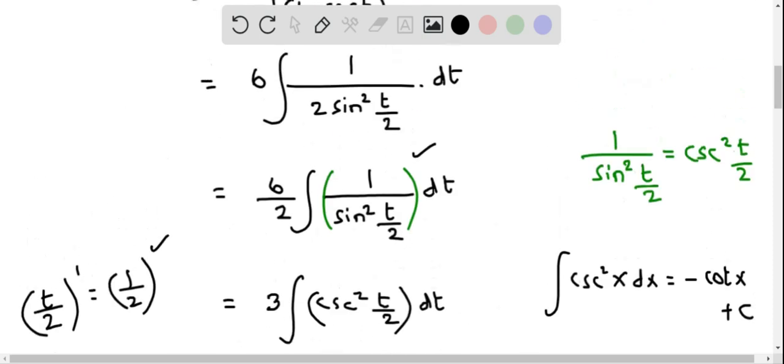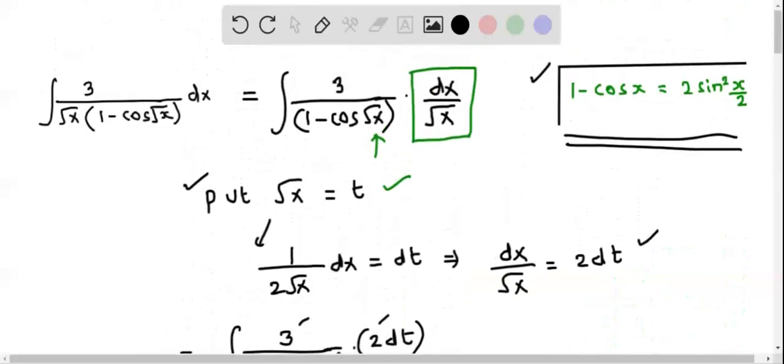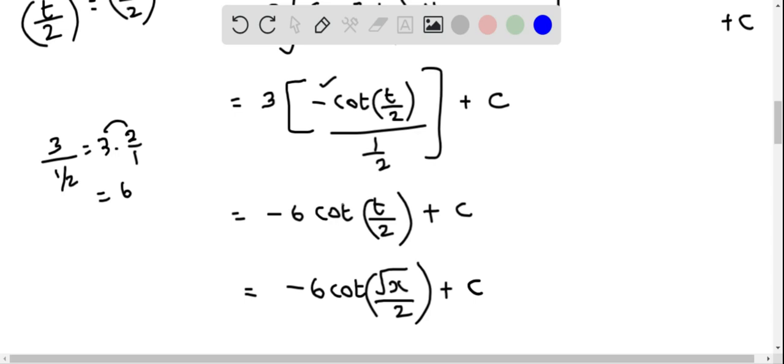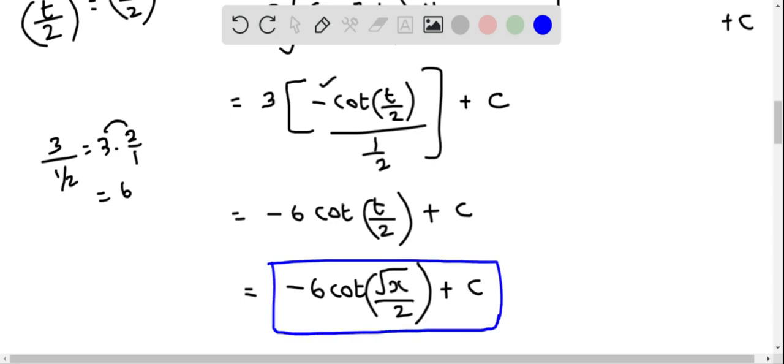Now we have to replace the value of t. That is, we do the back substitution for t, which is root x. So when we do that, we get negative 6 times cotangent, with t replaced as root x, so root x by 2, plus c. Therefore, this is the result of the given indefinite integral: negative 6 times cotangent of root x by 2 plus integration constant c.